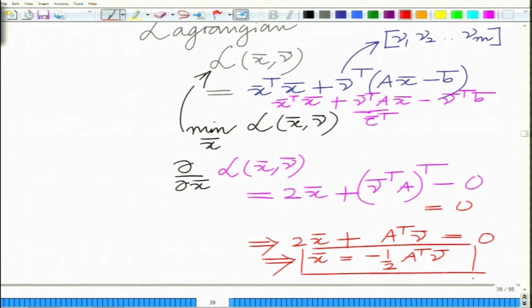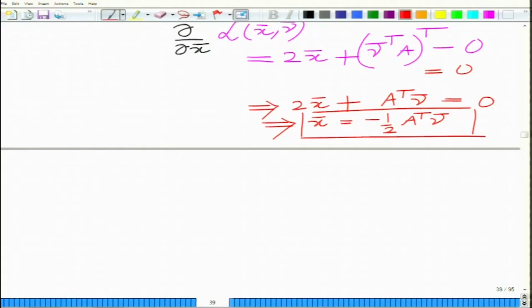So, x bar equals minus half A transpose nu bar. Okay. So, that is basically the x bar for which the minimum is achieved for the Lagrangian corresponding to the original optimization problem. Now, to get the dual optimization problem, we substitute this. So, now what we do is g of nu is basically nothing but you substitute this, that is the minimum value of the Lagrangian.